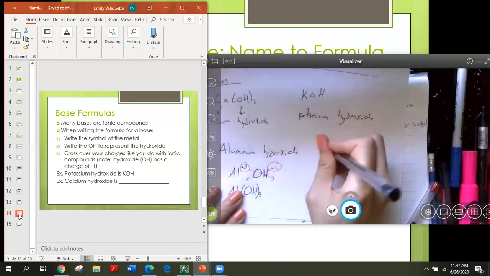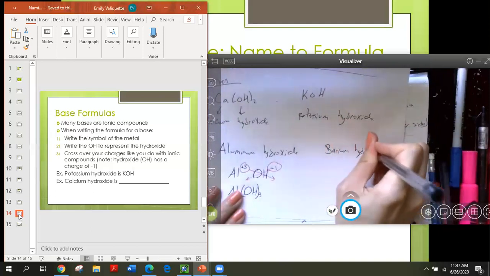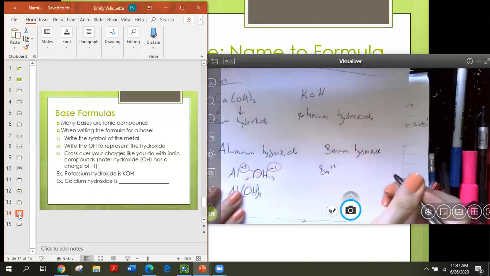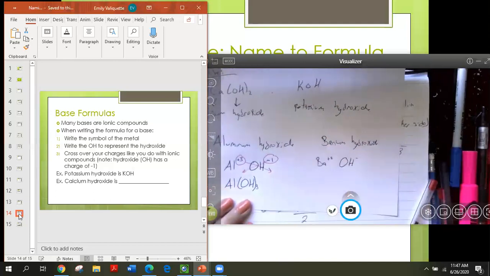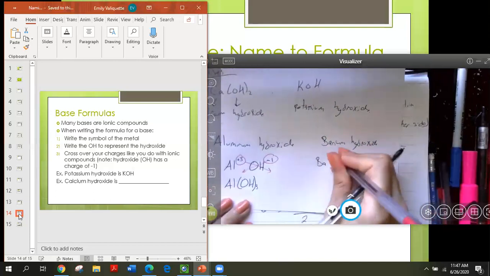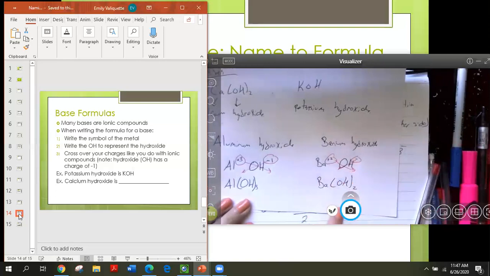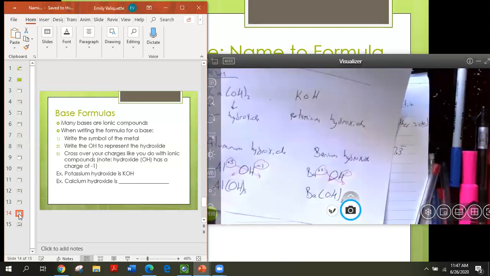I could also do barium hydroxide. So barium has a charge of +2, hydroxide always -1. If I cross those over, I end up with Ba(OH)2, and you do need to have the OH in brackets.